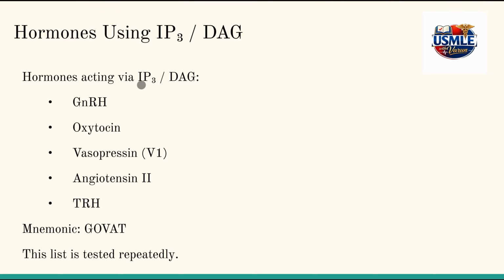So, the hormones using this IP3 DAG pathway include gonadotropin-releasing hormone, oxytocin, vasopressin, angiotensin II, and thyrotropin-releasing hormone. We can use a mnemonic, GOVAT: GnRH, oxytocin, vasopressin, angiotensin, TRH. We also need to memorize this mnemonic of hormones that use IP3 and DAG: GnRH, oxytocin, vasopressin, angiotensin, and thyrotropin-releasing hormone.